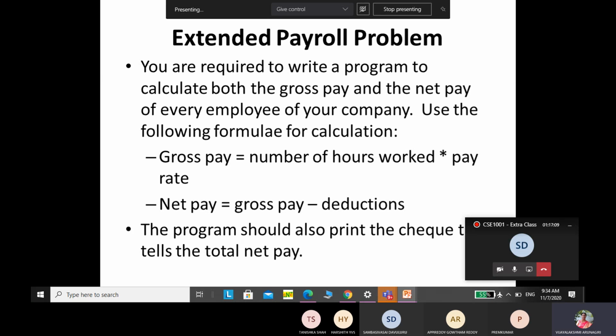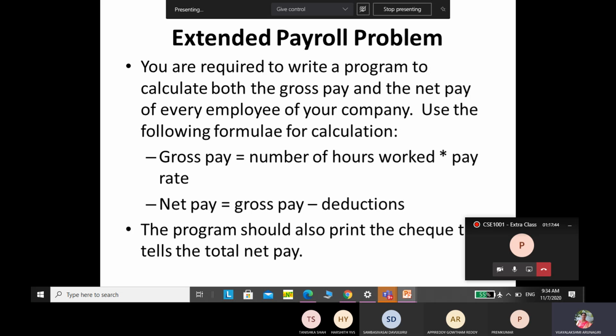So how will we calculate gross pay? What are the inputs we want for this problem? Number of hours worked, pay rate, and next is deductions. We have to get three inputs: number of hours worked, pay rate, as well as the deduction. Processing is gross pay equal to number of hours worked times pay rate, net pay equal to gross pay minus deduction. Directly you can give it in the processing.